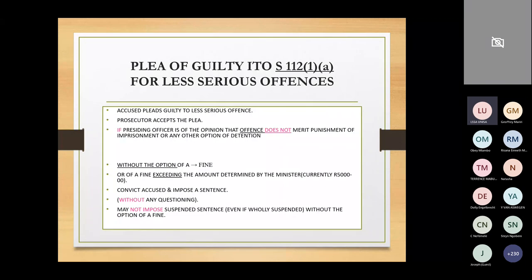Your client must give you a story as to what happened on the day in question. Let me give you an example of a guilty plea that I dealt with yesterday, where my client was charged with common robbery, that my client allegedly robbed this old lady of her handbag at Brooklyn Mall, and the handbag had its contents in. And upon consultation with my client, I asked him, what happened?